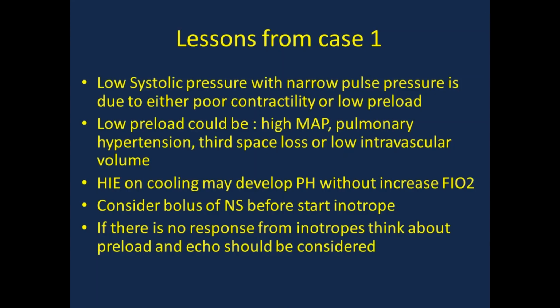So lessons from case number 1. Low systolic pressure with narrow pulse pressure is due to either poor contractility or low preload to begin with. And then low preload could be high mean airway pressure, pulmonary hypertension, third space loss, or low intravascular volume. So we have to take one by one, which one makes more sense with the clinical context in this case.